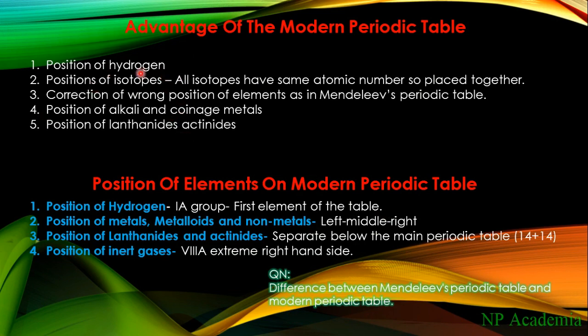Position of hydrogen is fixed on the modern periodic table, whereas the position of hydrogen is not fixed on the Mendeleev periodic table. Position of isotopes is clear on the modern periodic table, while in the Mendeleev periodic table there is no fixed position of isotopes. There is a dilemma on that. Like this you can write. And some questions will arise: write some advantages of the modern periodic table, write some features or characteristics of the modern periodic table. That type of question will arise. And already we discussed this, and you can write this.